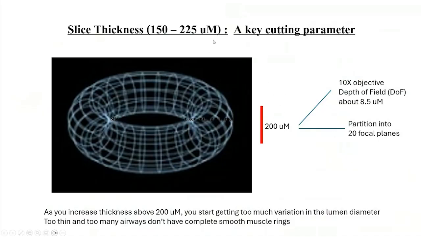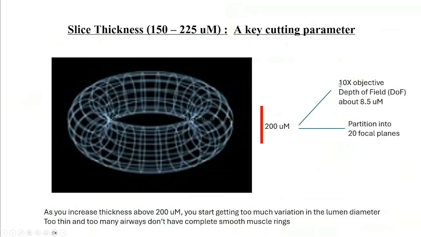You can go up to 225, but 200 micron is really a good cutting thickness. If you go too thin, under 150, you could start fraying the tissue. And I can't imagine why somebody would want a really thin slice. Also, your smooth muscle rings will be very weak because they're so thin. So you may not get a robust or consistent contraction of the smooth muscle rings if you apply contractile agonists such as methacholine.